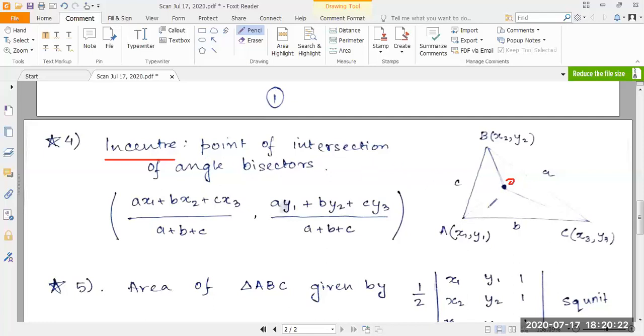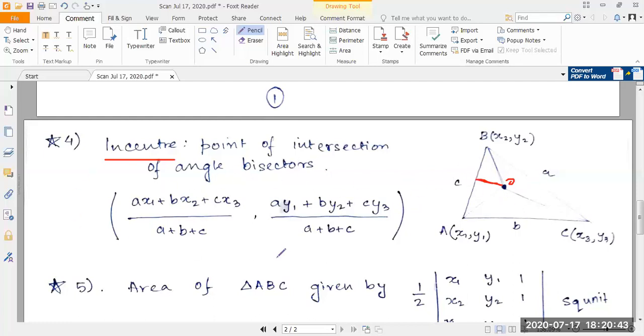Why it's called an incenter is that if you take this radius, let's say CO, and you draw a circle, that circle would touch the three sides of the triangle. That's why the point O is called the incenter of the triangle. That is irrelevant to our purpose for the time being, but that is the concept of incenter.